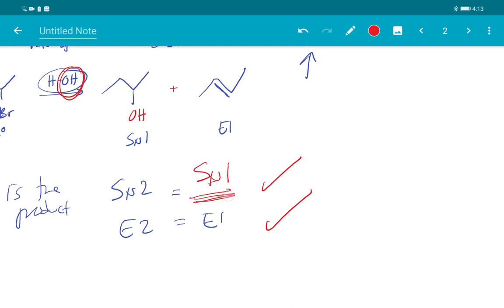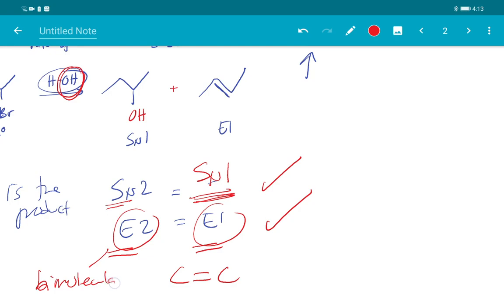When we mention substitution, it means that we're going to replace it with something else. Same goes with elimination: we should form a double bond between the two carbons. What makes them different is the pathway of the reaction, where SN2 is bimolecular while SN1 is unimolecular. Same goes with E2 and also E1. One is considered bimolecular and the other one is unimolecular.